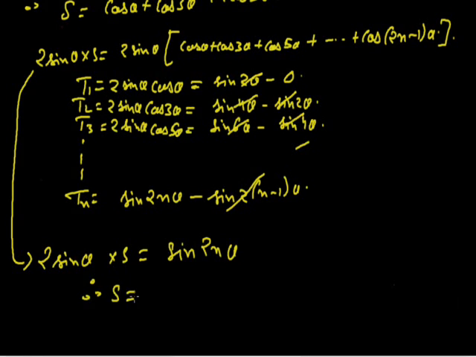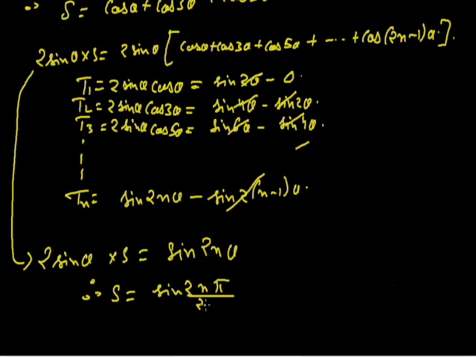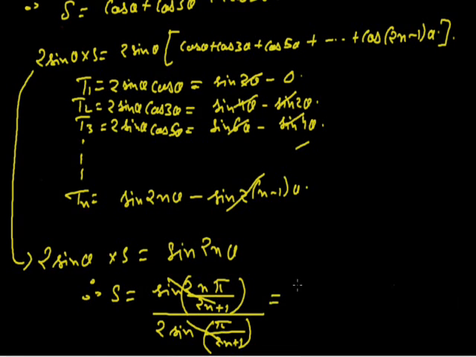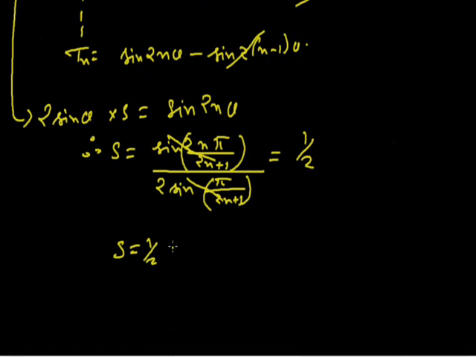Therefore, S is equal to sin(2n pi upon 2n plus 1) upon 2 sin(pi upon 2n plus 1). But sin(2n pi upon 2n plus 1) and sin(pi upon 2n plus 1) are equal. Therefore, they both are cut. Therefore, S is equal to 1 by 2. S is equal to 1 by 2, answer.